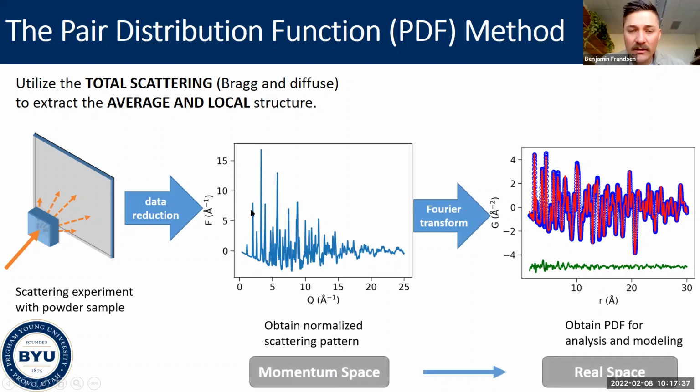So the idea is to take our data and move it from momentum space, which is the most natural space to describe the scattering pattern, and transform it into real space, which is the most natural space to think about local structural correlations in a material. So that's the essence of the PDF method.